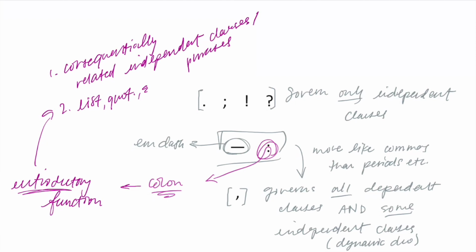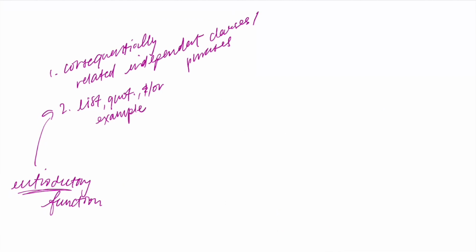The second introductory function the colon can serve is introducing a list, a quotation, or some kind of example on the right side of the colon. Let's slow down with both of these introductory functions a little bit more. We have our colon, whatever comes before it as chunk A, and whatever comes after it as chunk B.